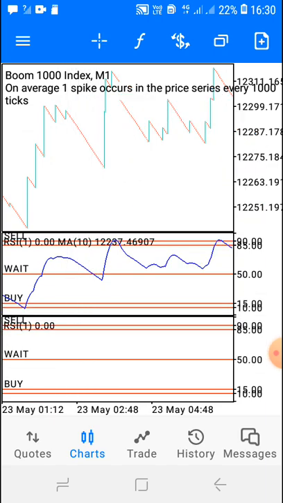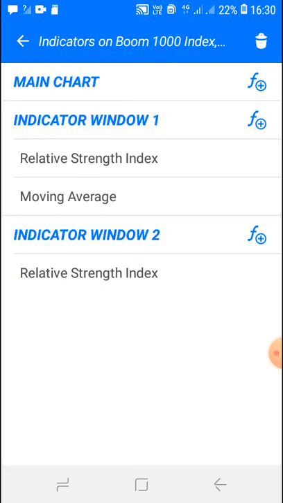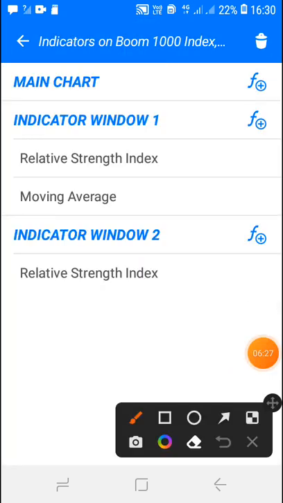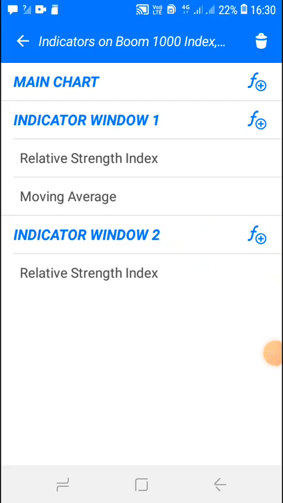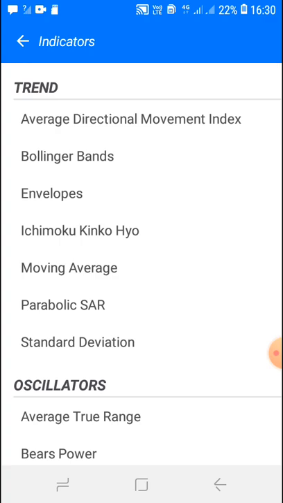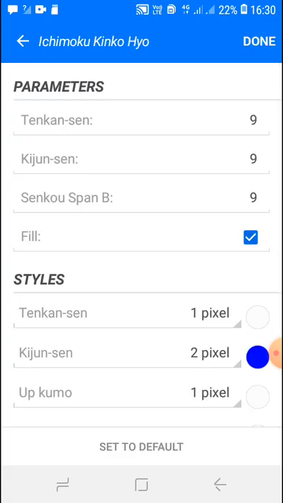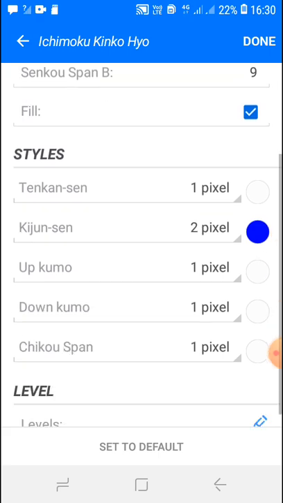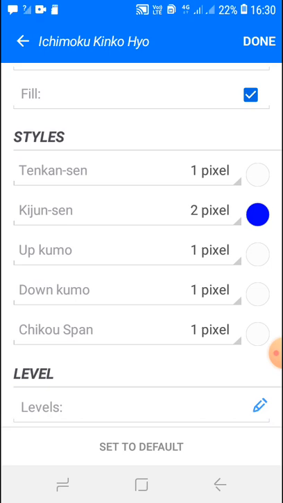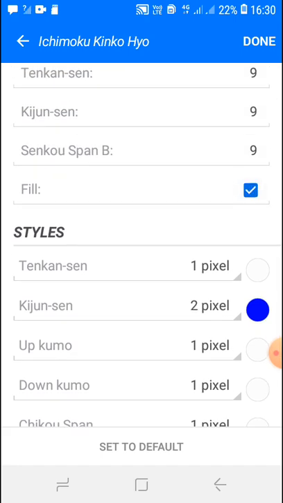So once you have added your RSI, you're going to click on the F plus button again and click over here, guys, on indicator window 2, the F plus button next to indicator window 2. Once you click over there, you are going to add your Ichimoku Kinko Hyo. Now make sure that your parameters are like this. Tenkan-sen should be 9, Kijun-sen 9, Senkou Span B 9. You fill it in. You make sure that your styles are like this: Tenkan-sen 1 pixel white, Kijun-sen 2 pixel blue, up Kumo 1 pixel white, down Kumo 1 pixel white, Chikou Span 1 pixel white. And you guys make sure that this is filled in, as you guys can see over there.